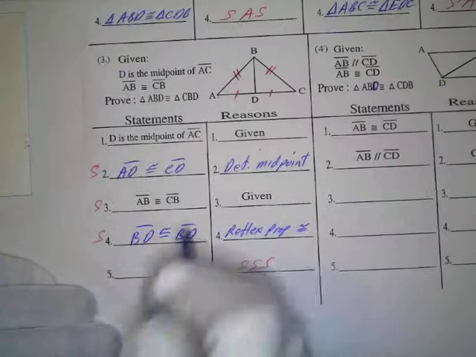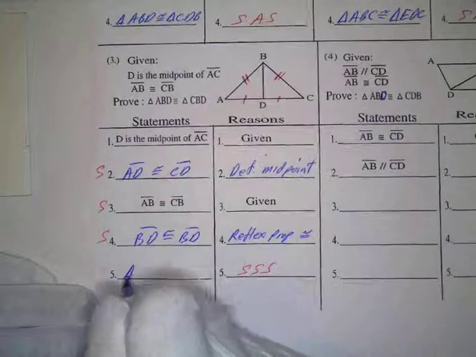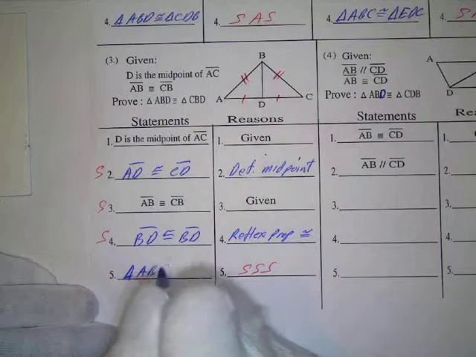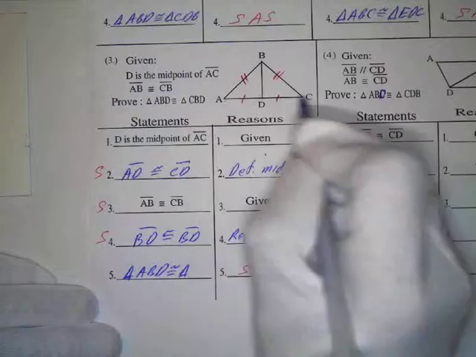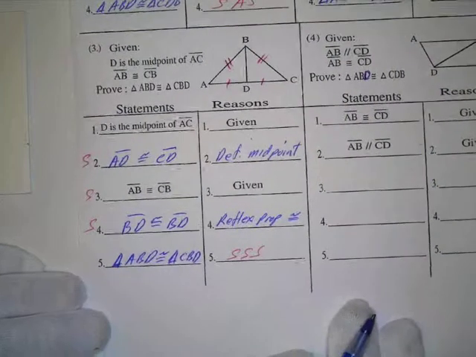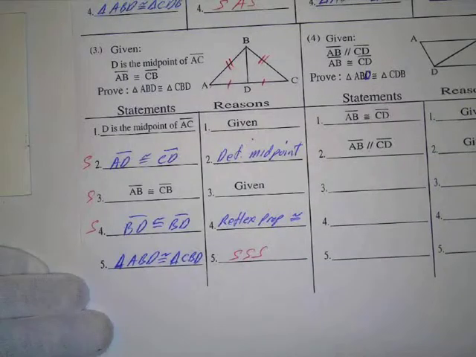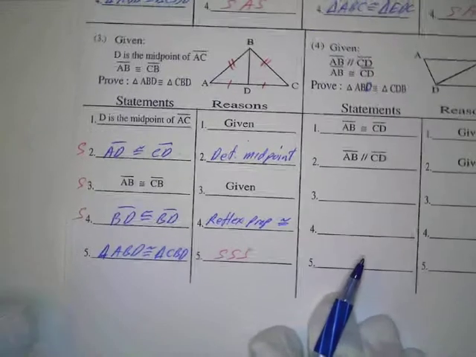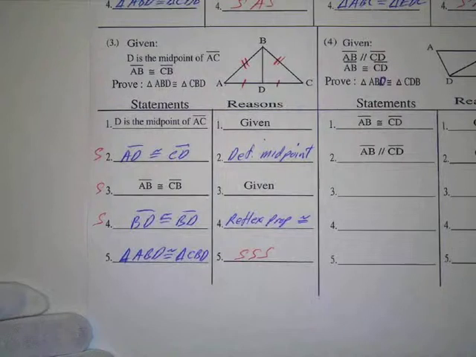So my triangle ABD is congruent to triangle CBD, and that's by side, side, side. And there you go. If you can see that, I'm kind of a little squinched in here. I just need to be writing smaller, but hopefully that makes sense.